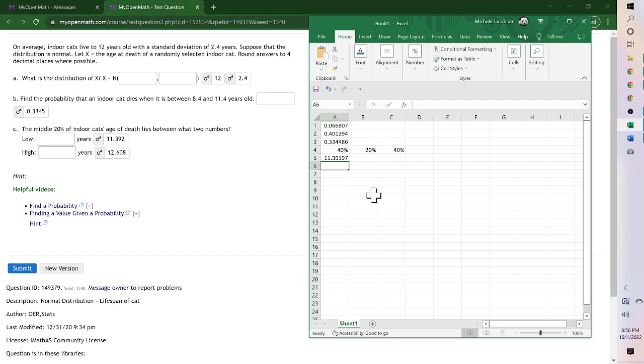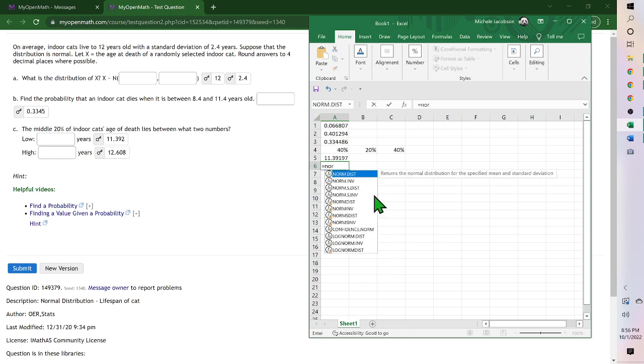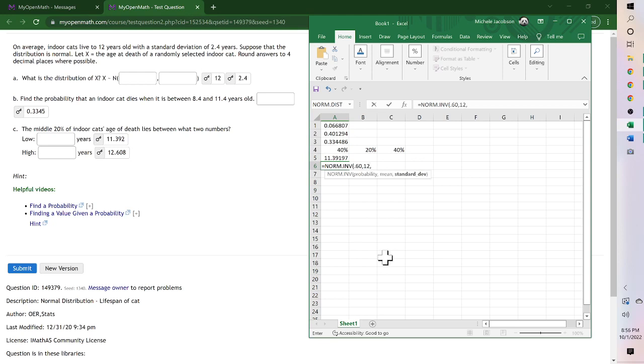Now to find the value here, notice that there's 20 and 40, or 60% below this number. So you do the same thing, equals norm, and you want the inverse one because you have the percent, and it's 0.60 because it's the 40 and the 60. We want the number here, comma the mean and the standard deviation, and hit enter, and 12.608.